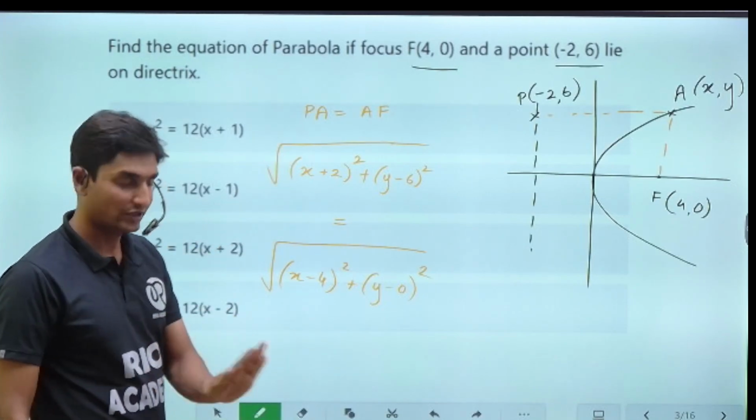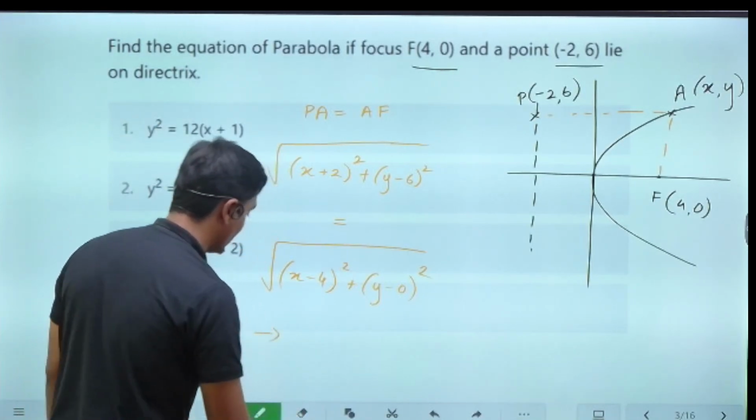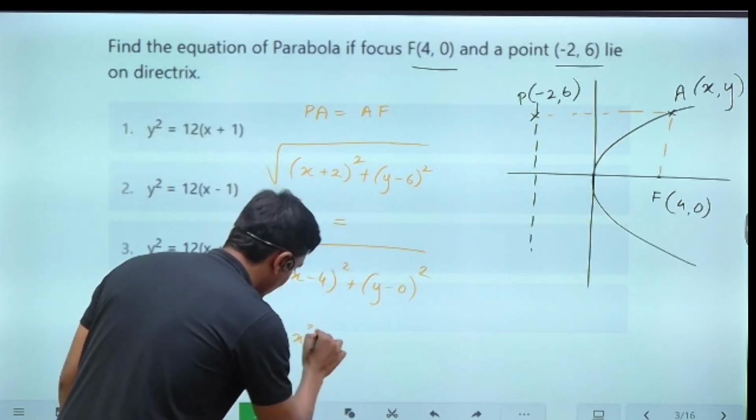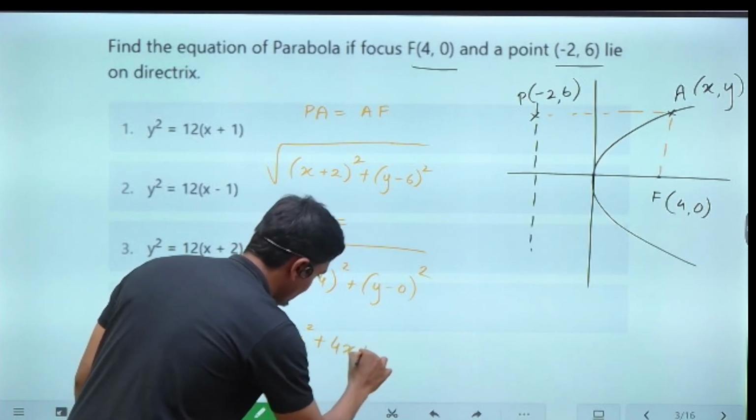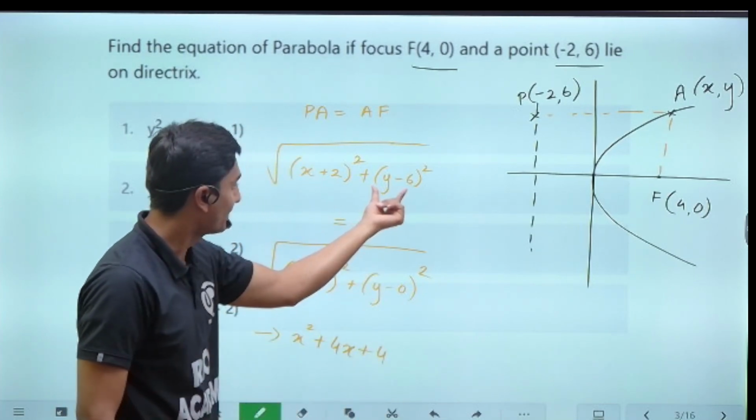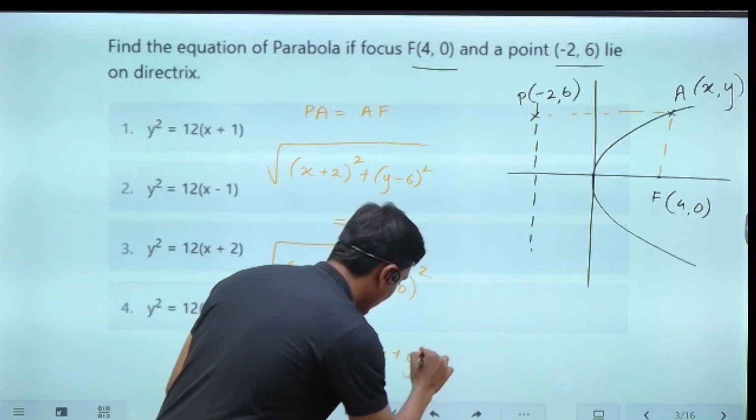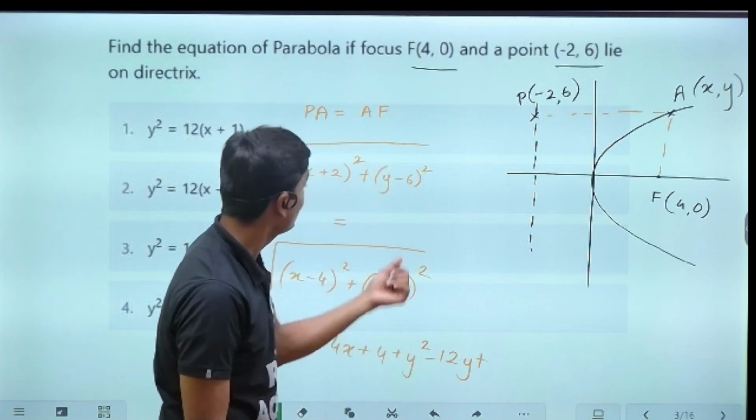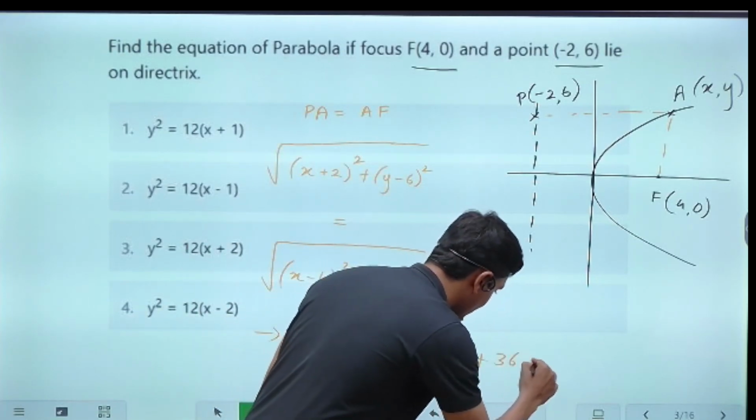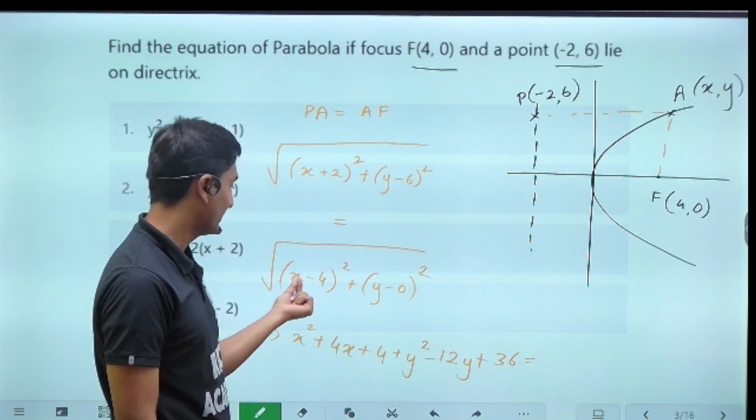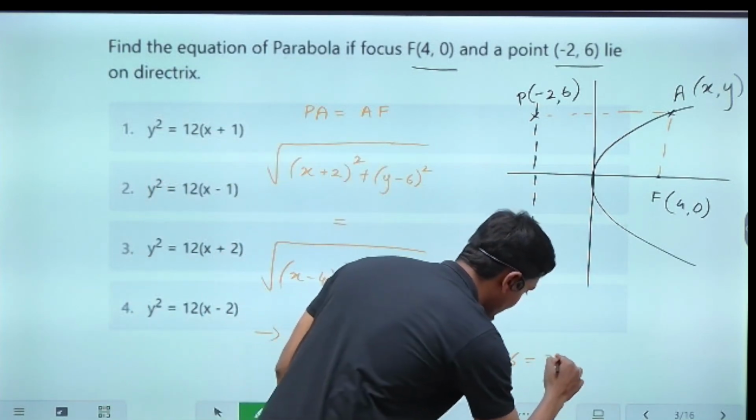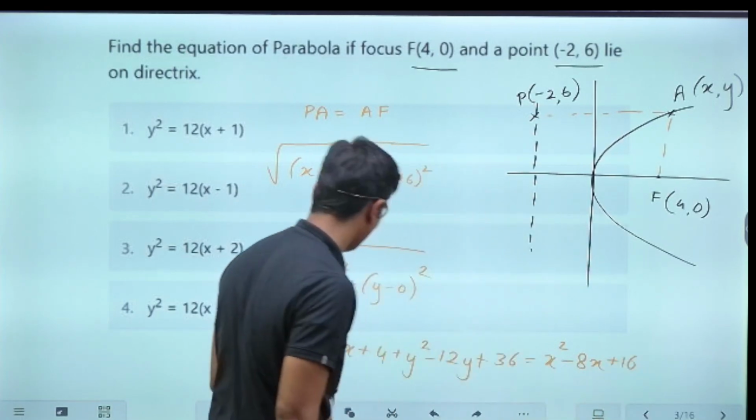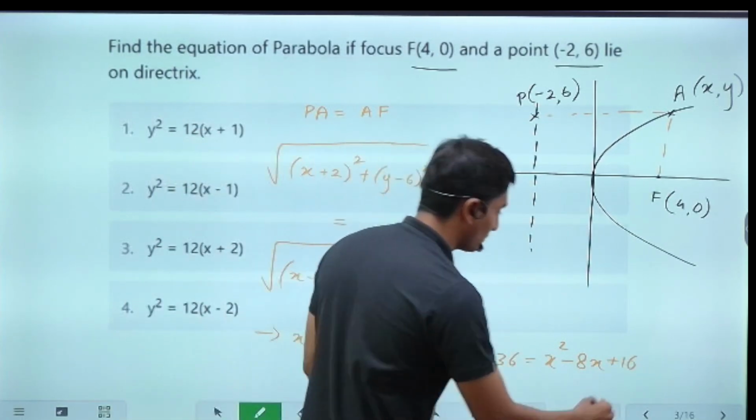Root and root, they'll both get cancelled out. Now I'll just write down the value on a simplified basis. (a plus b) whole square, what will that be? a square plus 2ab plus b square. Then (a minus b) whole square is a square minus 2ab plus b square. So on the left we get (x plus 2) square plus (y minus 6) square, and that is nothing but 36. On the right hand side, (x minus 4) whole square is x square minus 8x plus 16, that is 4 square, and then plus y square.